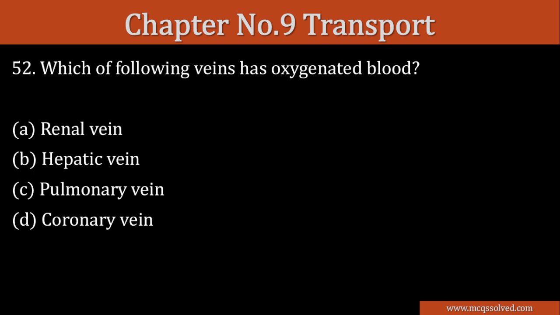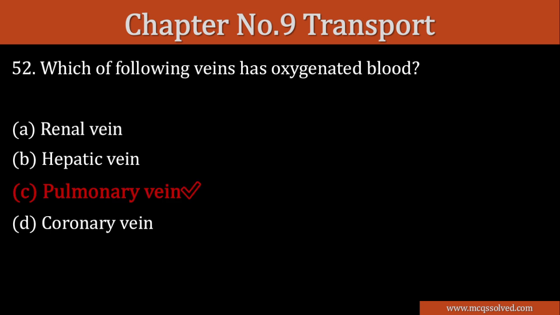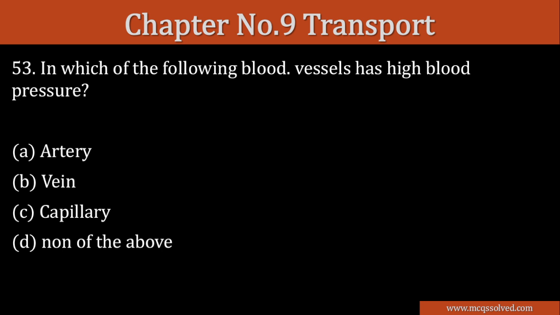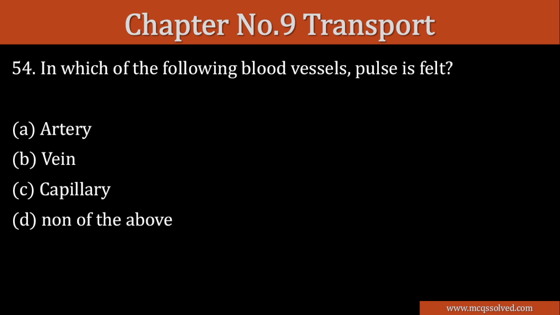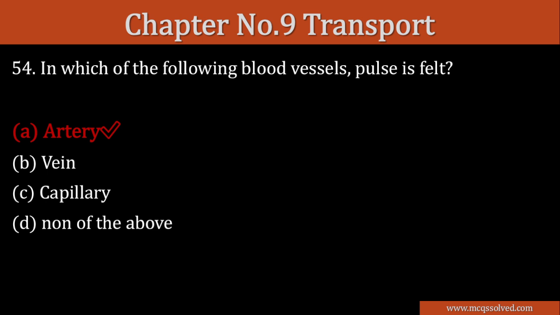Which of the following veins has oxygenated blood? The right option is pulmonary vein. In which of the following blood vessels is there high blood pressure? So the right option is artery. In which of the following blood vessels is pulse felt? Artery, vein, capillary, none of the above. So the right option is artery.